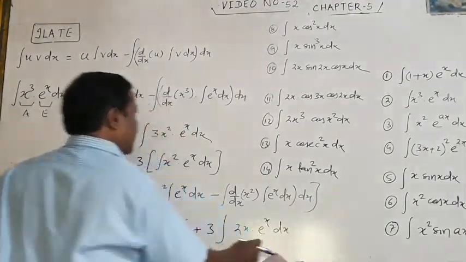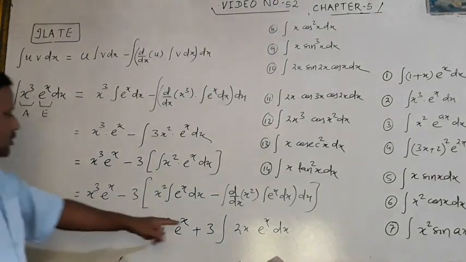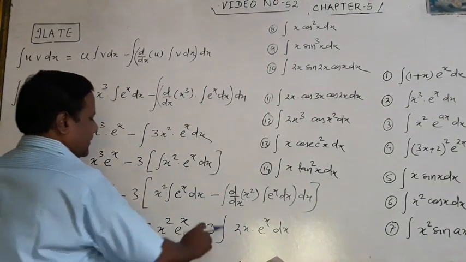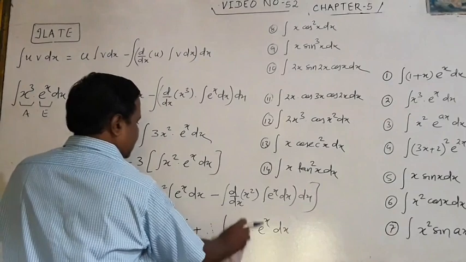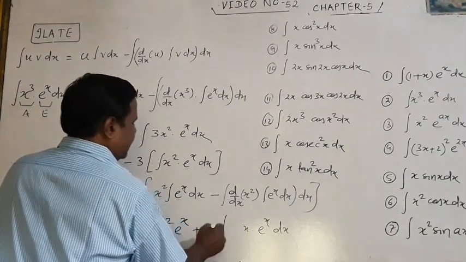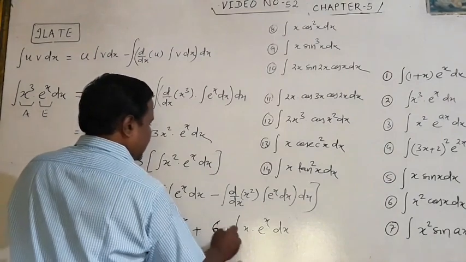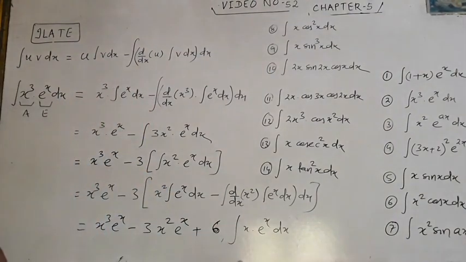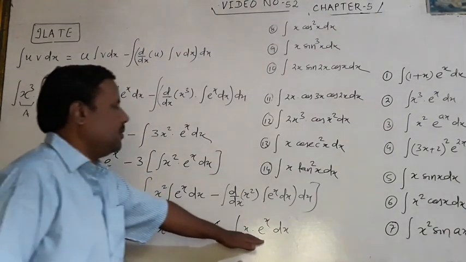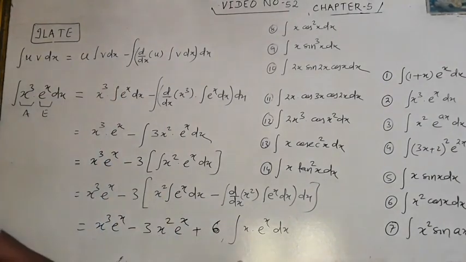Then after this it will become 3 into 2. It is what? It becomes 6. I am directly writing it. It is 6 into x, 6 into integration x e to the power x. Now you can solve x e to the power x, and you find the answer.